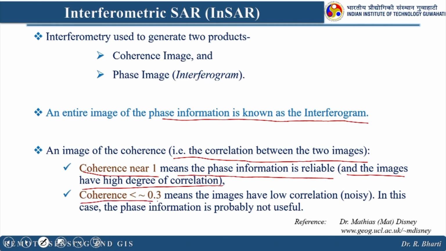Now, coherence less than or equal to or close to 0.3 means the images have low correlation and basically it is noisy. In this case, the phase information is probably not useful. So, before analyzing your phase information, or the interferogram, you have to generate the coherence image, and the coherence image value needs to be checked for the consistency or the accuracy of your data, right.